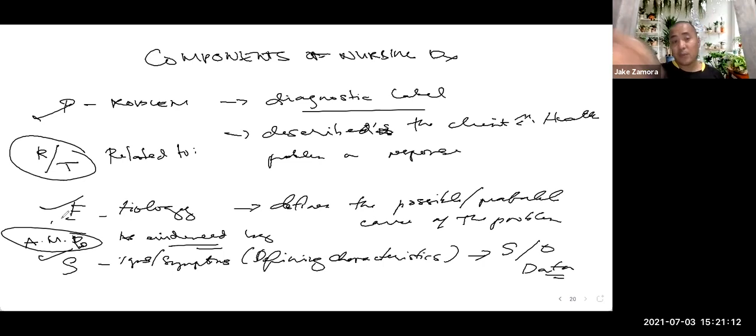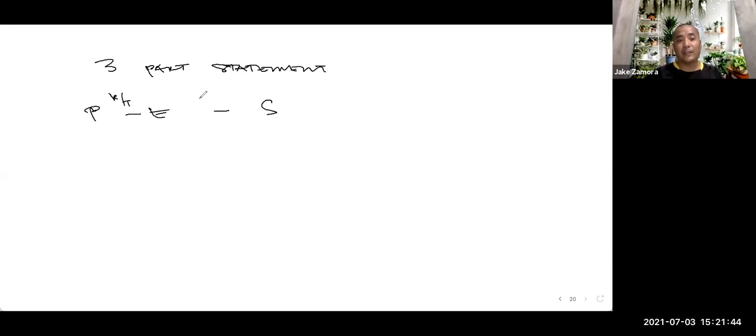Now, there are different types of diagnosis statements. There are three-part and two-part statements. This one is a three-part statement. When we say three-part statement, you have your problem, your etiology, and your defining characteristics. Problem related to etiology, as manifested by your signs and symptoms. So this is the three-part statement.